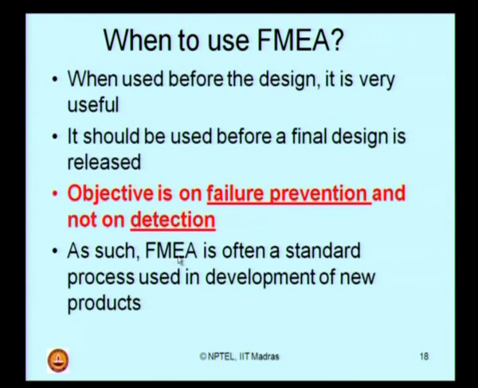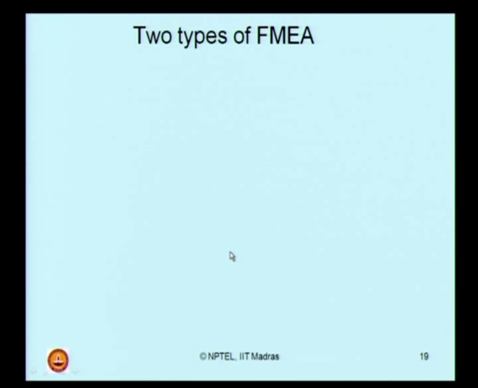As such, FMEA is actually a standard practice used in development of new products. So, whenever you launch a new product, either at the design stage or at least at the release of the final design, FMEA is generally done to check the possible failure preventions in the system rather than detecting the possible failure. There are two types of FMEA one can perform.